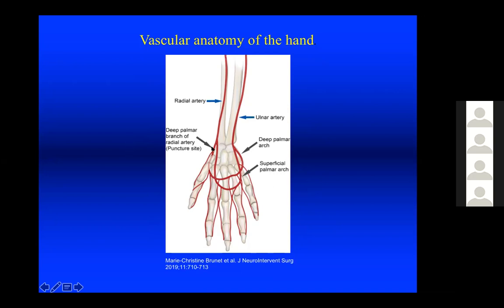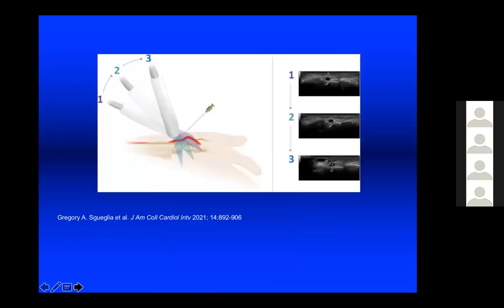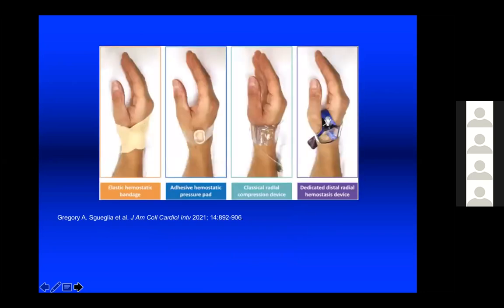But if this access site occludes, there's still good flow down the radial, because there's large branches upstream that'll maintain flow in the radial artery. So the data is still out, but it appears that loss of the radial artery is less frequent when you use distal radial access. It's absolutely necessary that you use ultrasound. Feeling the pulse here is really difficult.